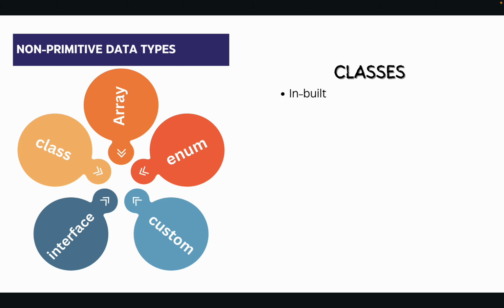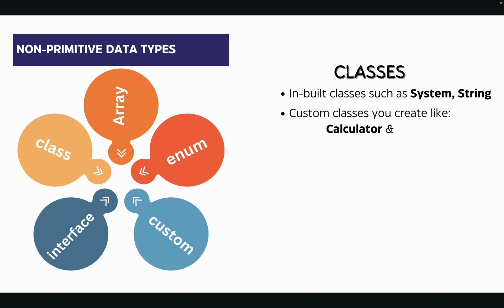In classes, we have inbuilt classes that are created for us in Java, such as the System class, which we have used to print a line of text on the screen, as well as String. And we have also created some custom classes like the Calculator class and the Main class, which we are currently working on. So let's go ahead and show you how to create a variable of a non-primitive type in IntelliJ IDE.